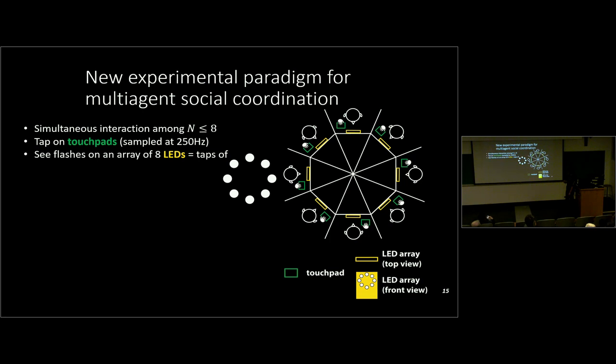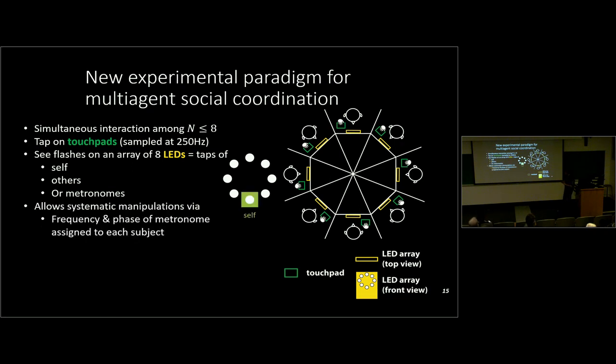I also give each of them an LED array with 8 lights. The flashing of each light will reflect their own tapping in real time, or the taps of others in real time. Or I can substitute these lights with metronomes so I can manipulate how fast they're tapping and what initial phase they're at when they start to interact. So this allows me to systematically manipulate the frequency and phase of individuals. And I can also manipulate the coupling through the network connectivity among them.